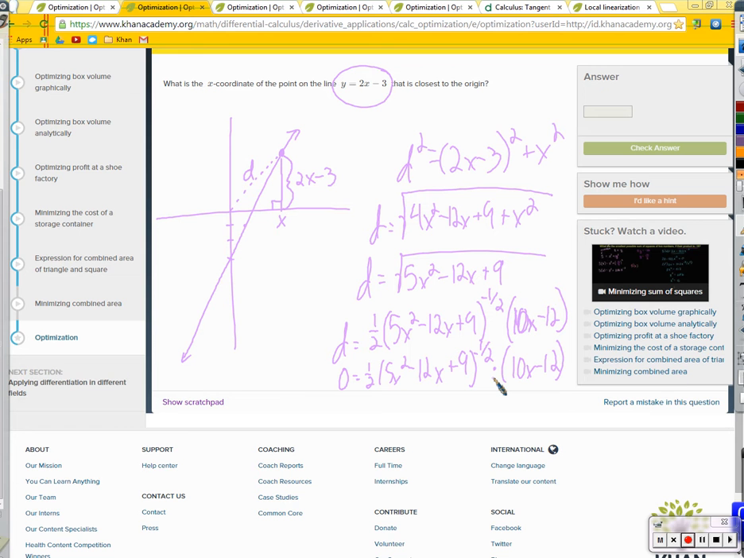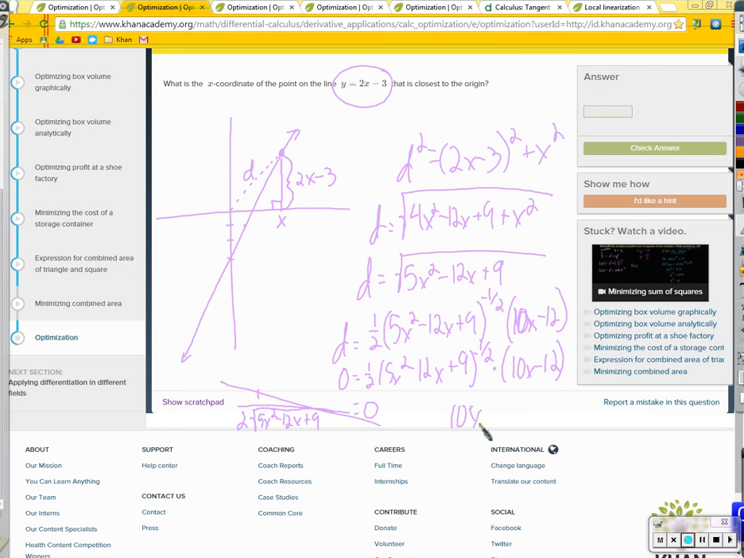Let me write what this actually is: 1 over 2 times the square root of 5x squared minus 12x plus 9. Can that equal 0? No. The numerator is 1, right? For a fraction to be equal to 0, the numerator needs to be 0. There's just no other way. Otherwise, maybe the denominator is 0, but that's not good. You can't divide by 0. So that's out. That doesn't bring us any solutions.